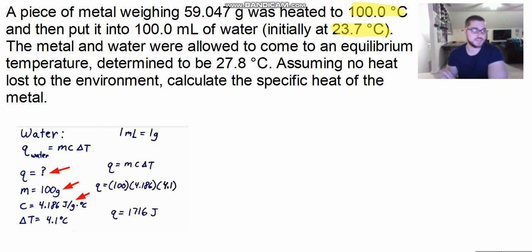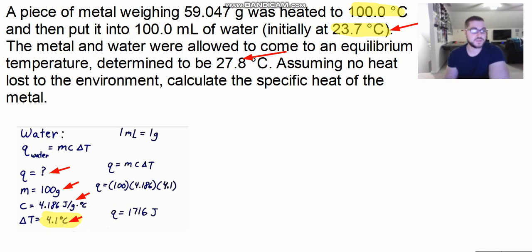So how did I get this number here of 4.1? Well, I looked at the problem and saw that initially the water was at 23.7, and then the equilibrium temperature in this case is 27.8. So the final temperature, 27.8, minus the initial temperature, 23.7, is what got me this 4.1 number, or the delta T, the change in temperature.